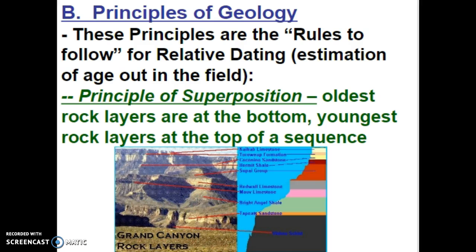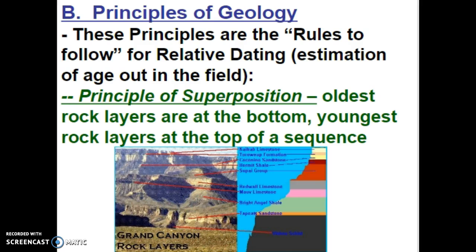So in relative dating, geologists follow these rules. One of these principles is what we call the principle of superposition. The principle of superposition states that the oldest rock layers are at the bottom and the youngest rock layers are at the top of a sequence, provided that there has been no disturbance in the area. So basically, a fancy translation of the principle of superposition is the further down you dig, the older something will be.